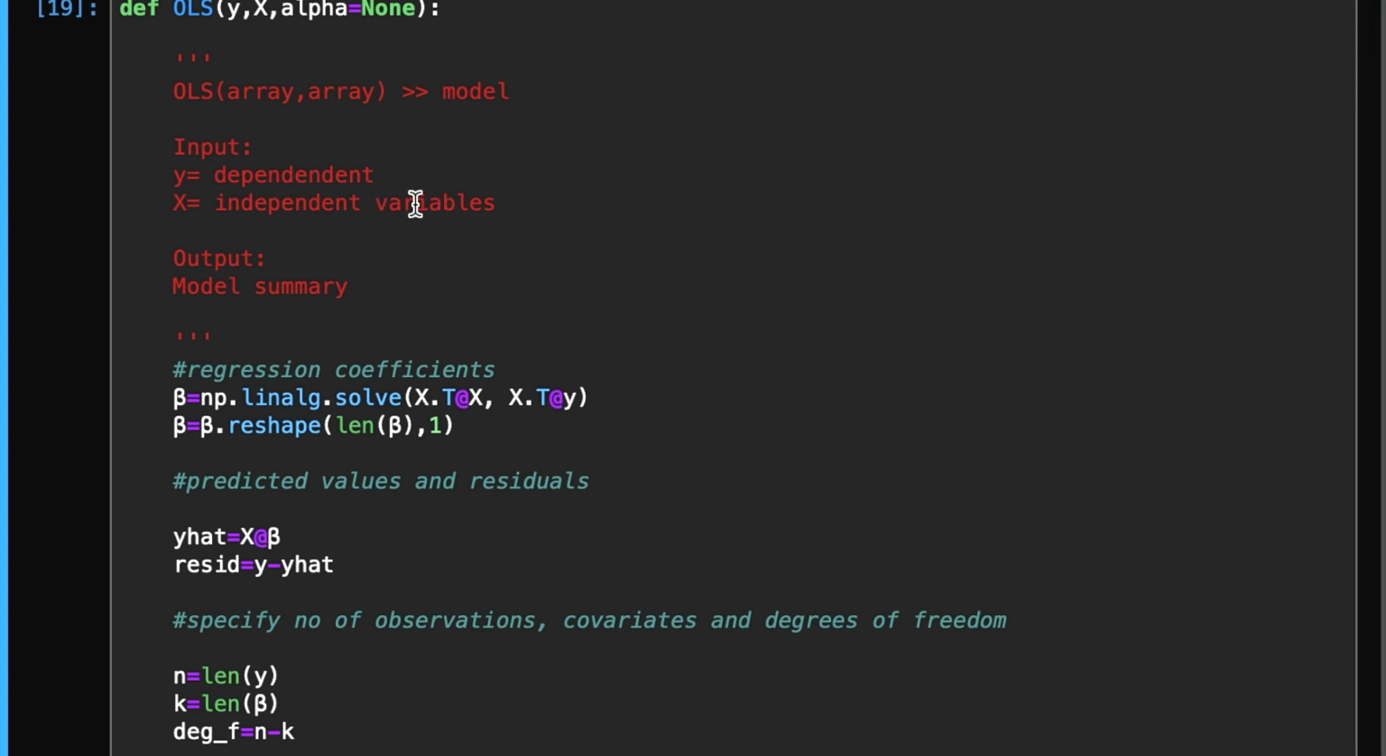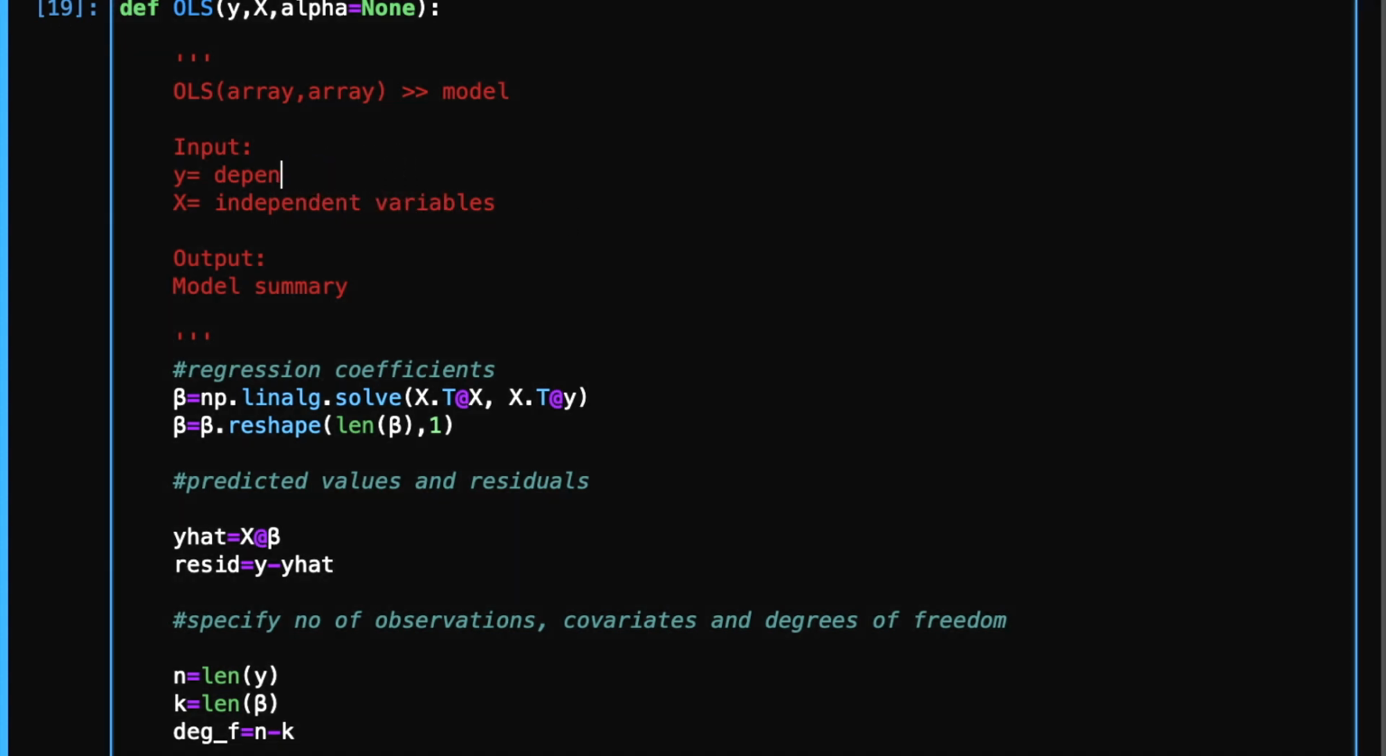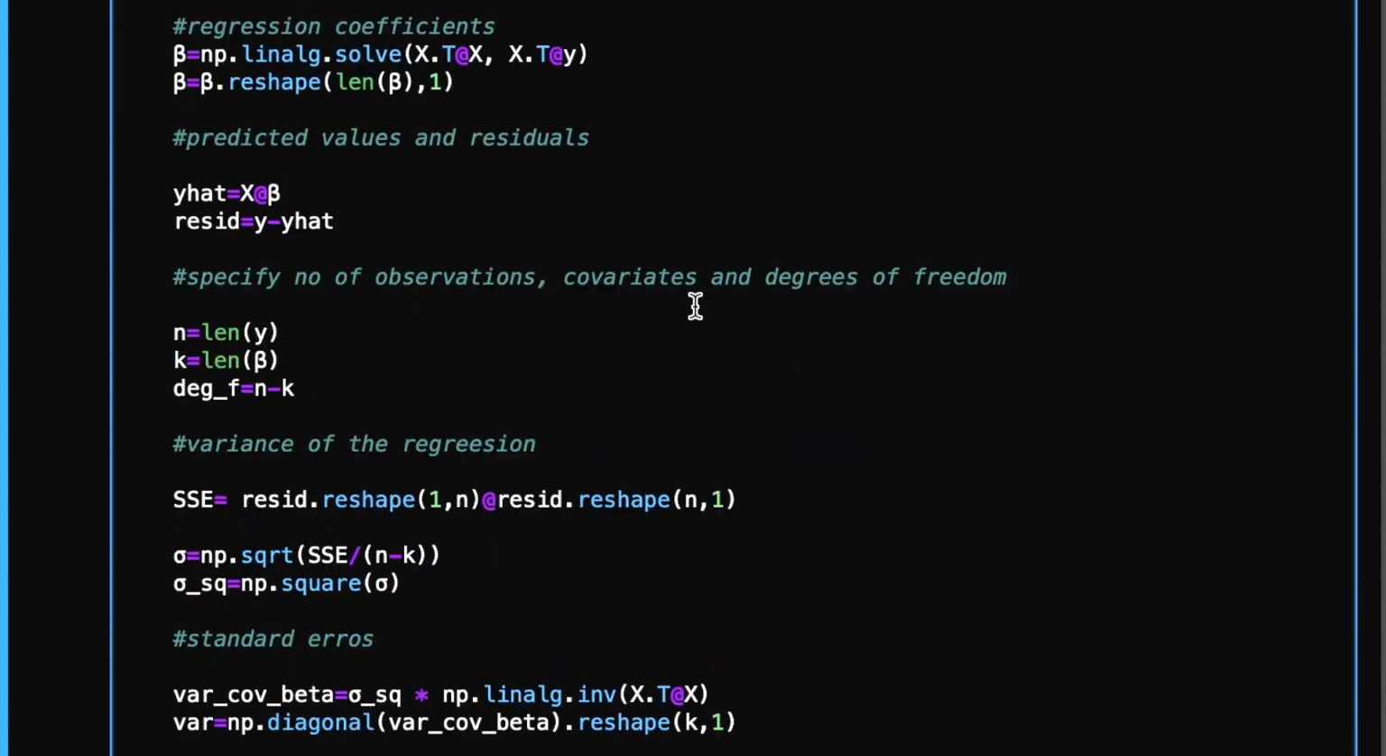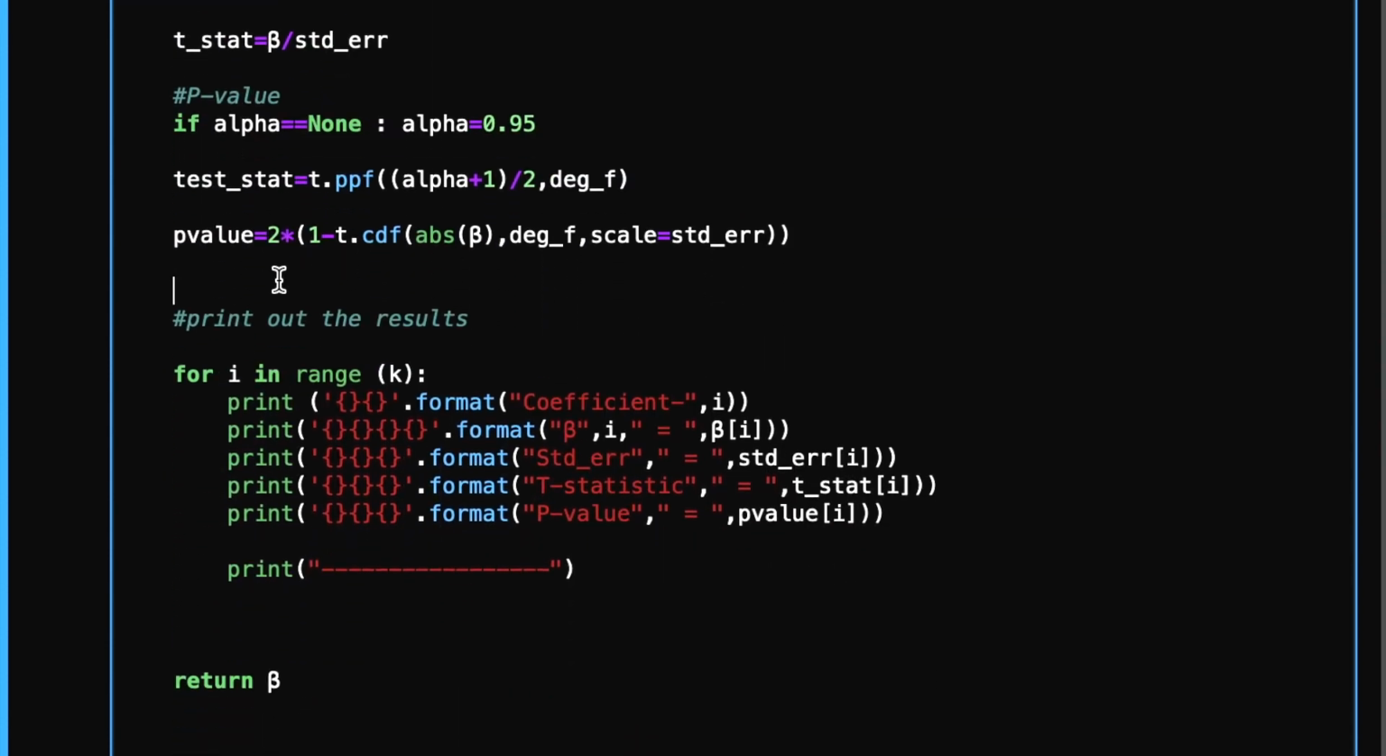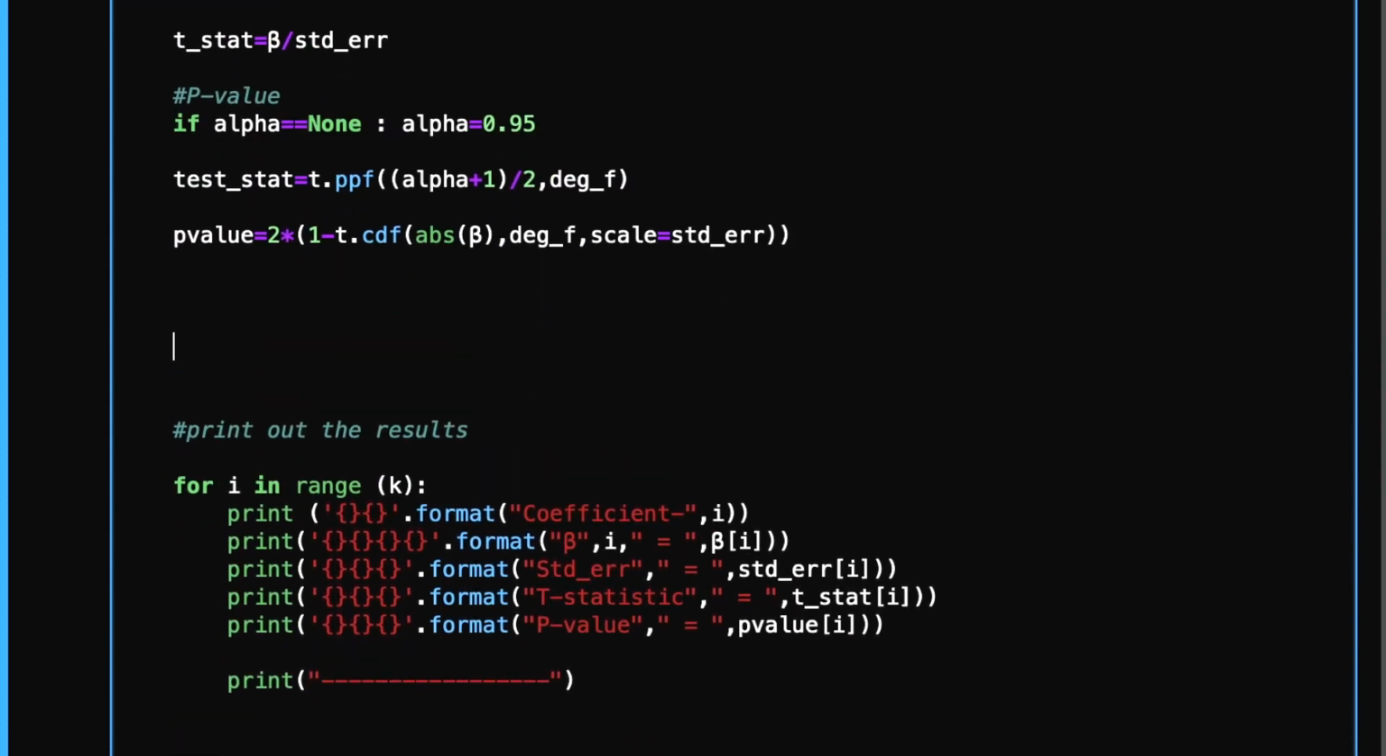I just noticed that I have a typo here. Dependent variable. Right. So let's go on. In the last part we did up to the p-value. Let's do confidence intervals.